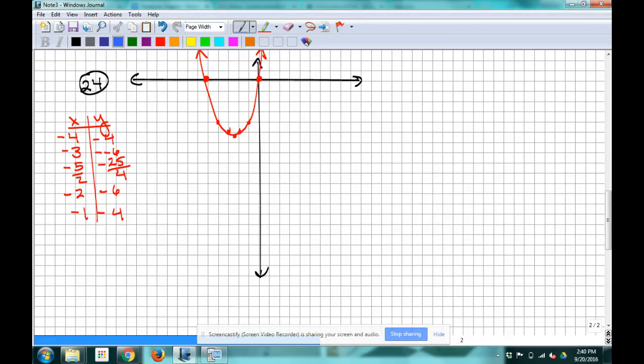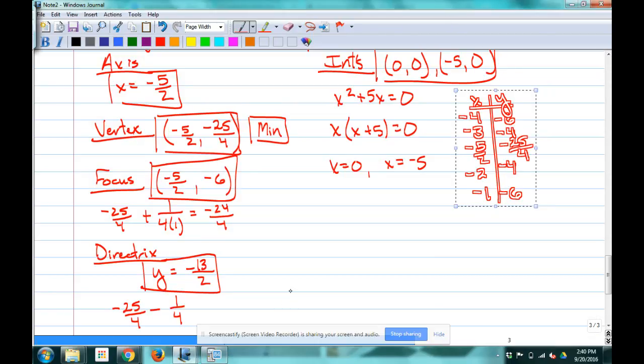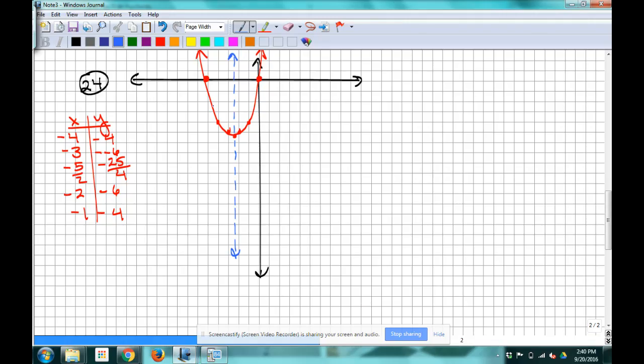And then we want to draw the axis of symmetry. Dotted line right through the vertex. Should always be that. And then the directrix, where was it? It was at y equals negative 13 over 2, which was what? That'd be negative 6.5. You should know that. Which is about right there. And I drew my line too straight, but freehand would not be bad.